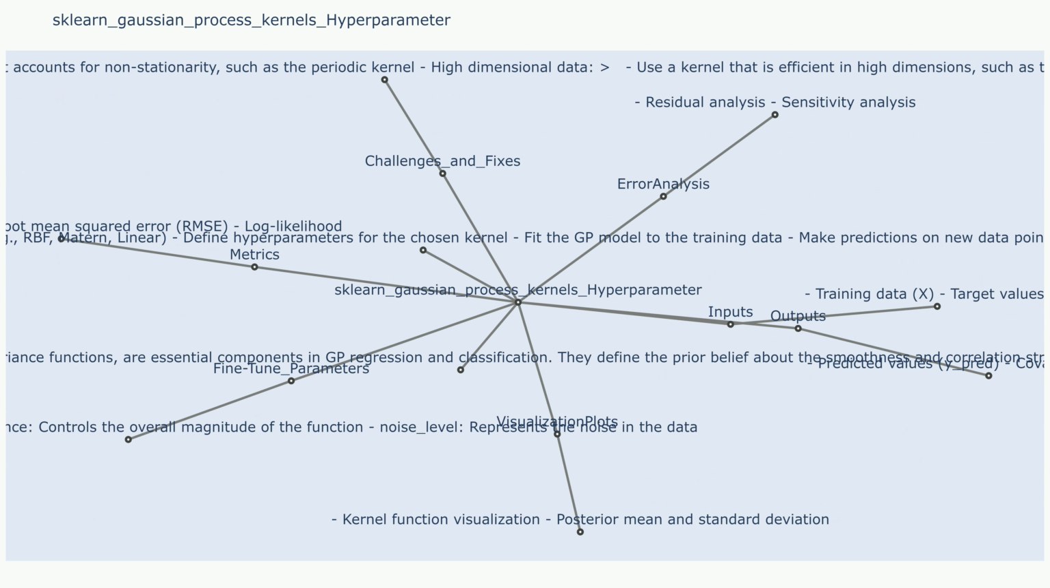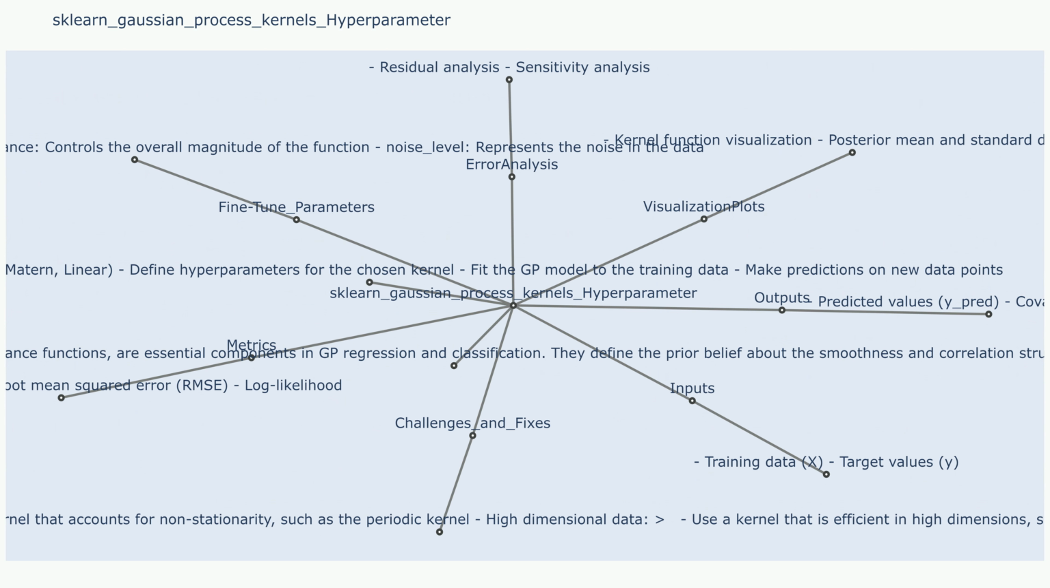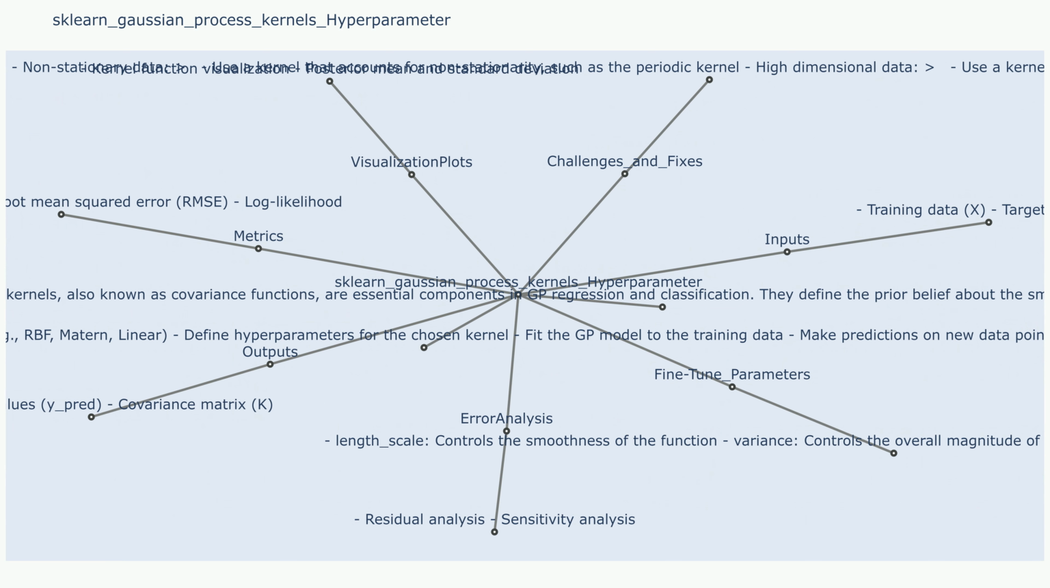Visualization plots. Scatter plot of the predicted target values versus the actual target values. Plot of the predicted target values with confidence intervals. The length scale parameter controls the smoothness of the kernel function. A smaller length scale results in a more wiggly function, while a larger length scale results in a smoother function.